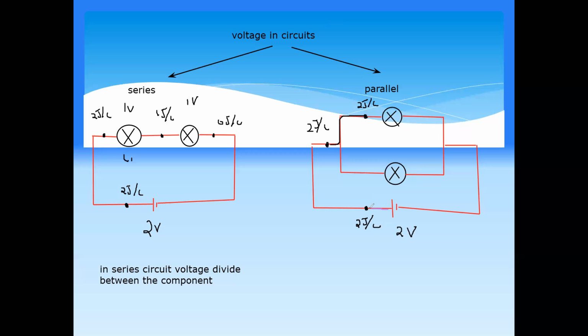So it enters from positive. If it takes passage 1, then it cannot go down to the second lamp, because if it goes down to the second lamp, it means it has to return to the same positive terminal. So the charge moves from the positive terminal to the negative terminal.